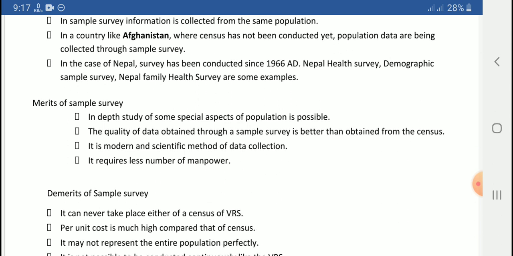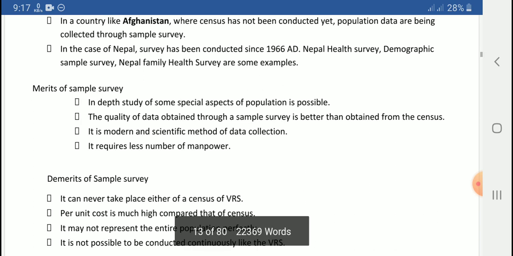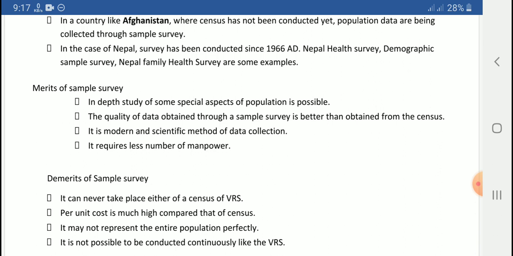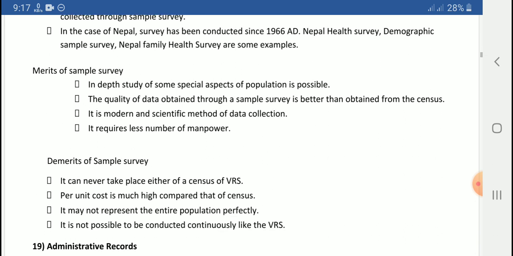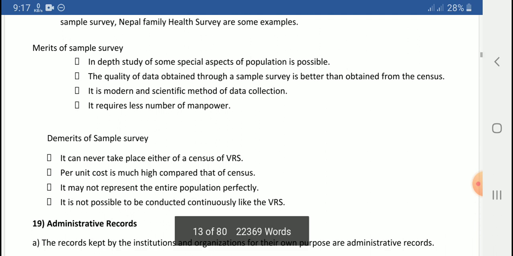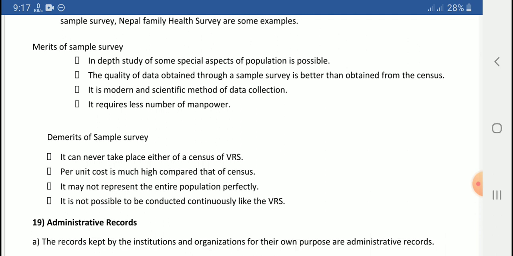The advantage of sample survey: an in-depth study of some special aspect of population is possible in a sample survey. The quality of data obtained through a sample survey is better than that obtained from census. That is why it is better than census. It is a modern and scientific method of data collection, and it requires less manpower.